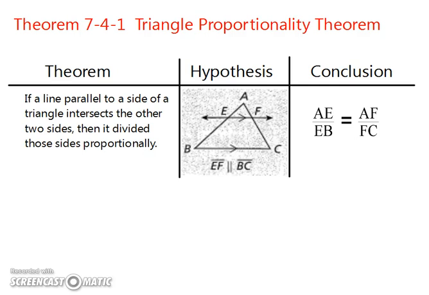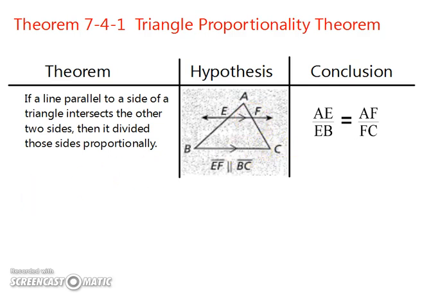Let's look at a theorem, the triangle proportionality theorem. If a line parallel to a side of a triangle intersects the other two sides, then it divides those sides proportionally. Meaning, we take AE and EB and divide them, it will be the same as if you were to take AF and divide that by FC.